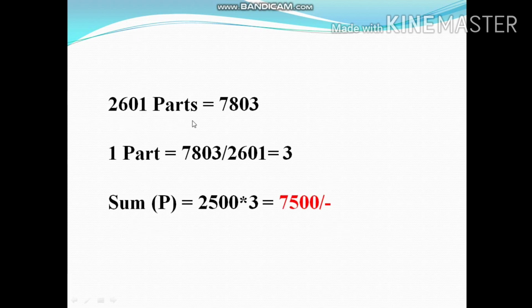In the problem, the amount is given as 7,803 rupees after 1 year. So here we need to equate these 2,601 parts to 7,803 rupees. So for this we have to calculate one part. One part is equal to 7,803 rupees divided by 2,601, that is equal to 3. So total sum is equal to 2,500 into 3, that equals 7,500 rupees.